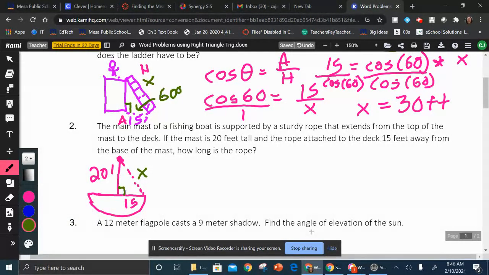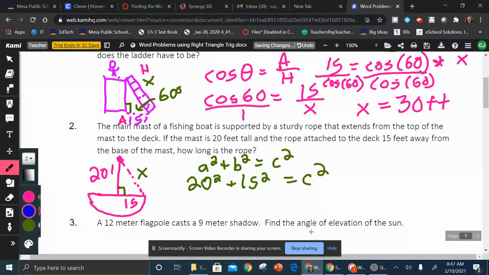So that means we're finding the length of a side when we have two sides. So we're going to use the Pythagorean theorem. So the sum of the squares of the legs is equal to the square of the hypotenuse. So 20 squared plus 15 squared is equal to c squared. Okay, we're going to take the square root. So c is equal to 25 feet.